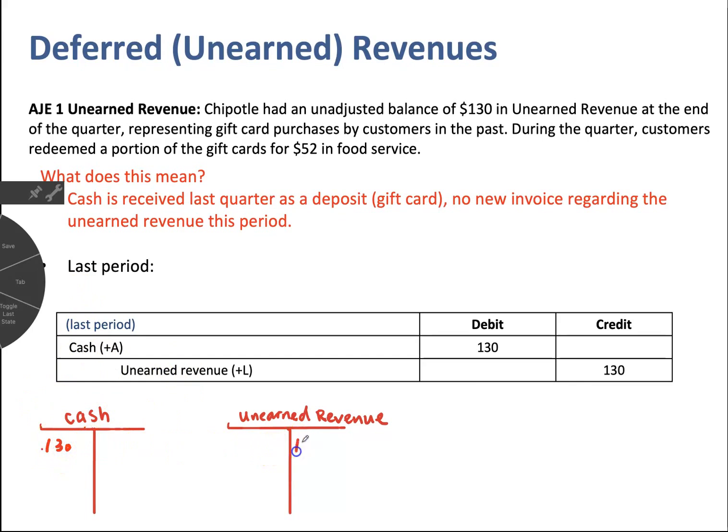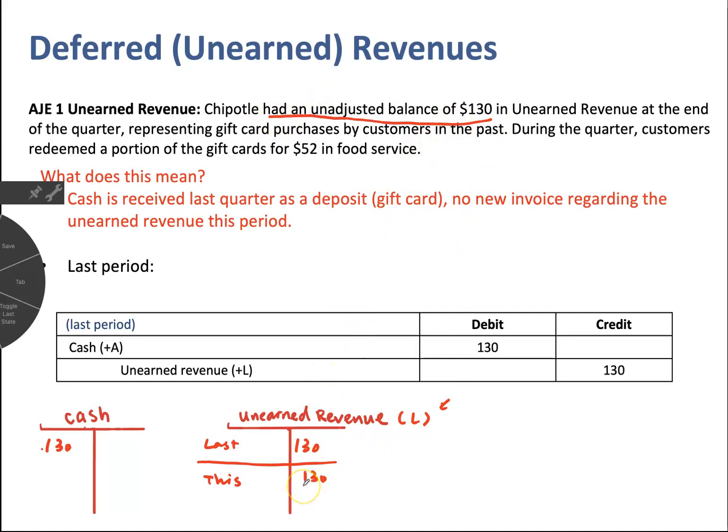I also increase unearned revenue for 130. It's a liability account, so it increases on the credit side. Now, this is why you will see, at the beginning of this period, a beginning balance of 130 in the unearned revenue, right? That's what it means. You had an unadjusted balance of 130 in your T account.